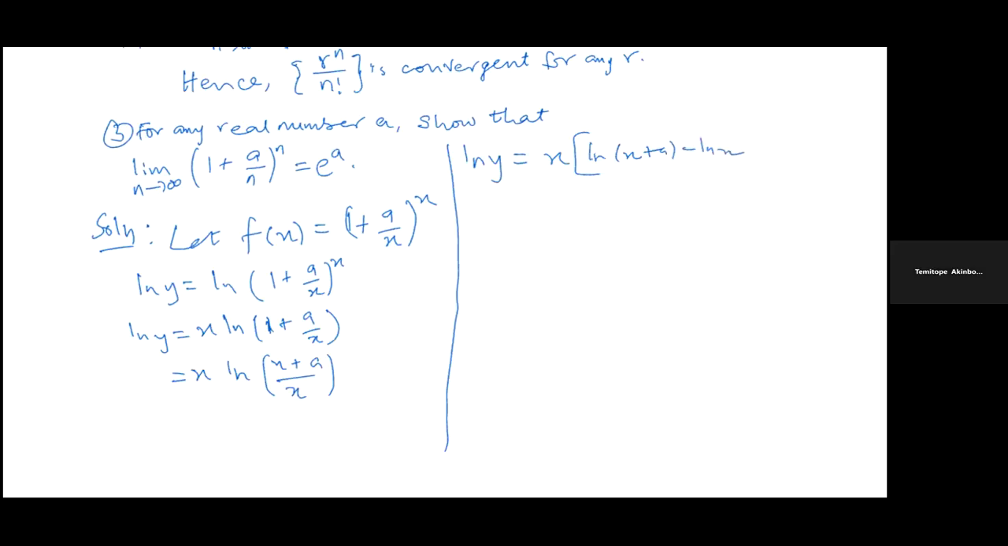Now, the right-hand side x can be written as 1 over (1/x). If you take the reciprocal of 1 over x, it gives you x. So you come back to this. Now, the essence of doing that is to be able to apply what we call L'Hopital's rule for limit.